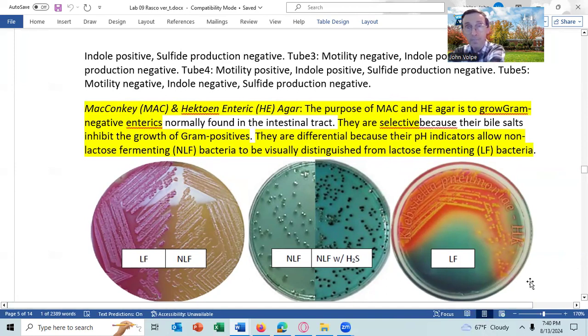On the HE plate, if the bacteria can ferment the sugar lactose, the bacteria will be a salmon color. That's sort of a yellow-orange color. If the bacteria cannot ferment the sugar lactose, the bacteria will be their normal color, which in this case is white. And remember, on an HE plate, if the bacteria is black, either with fermentation or without, that means the bacteria is producing hydrogen sulfide gas. Any question about that?